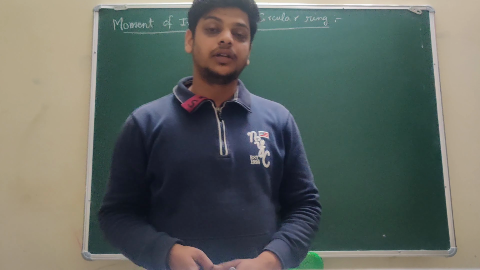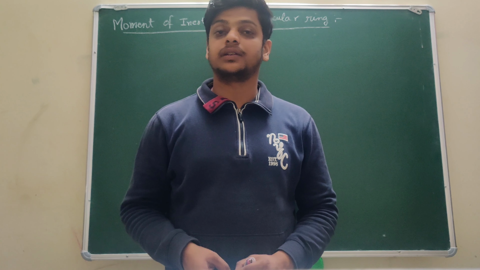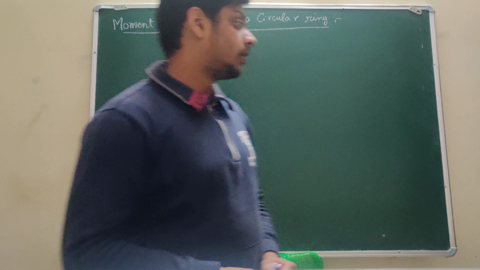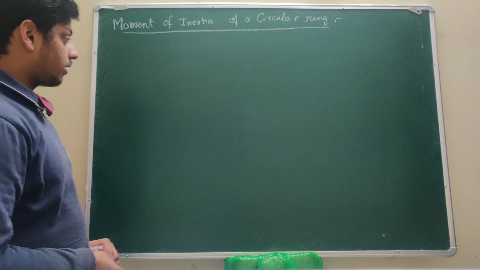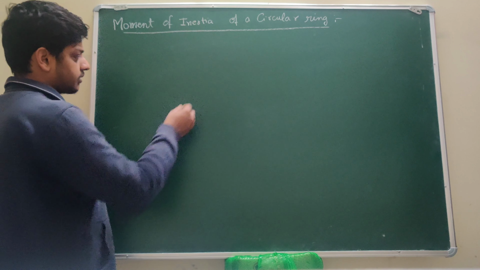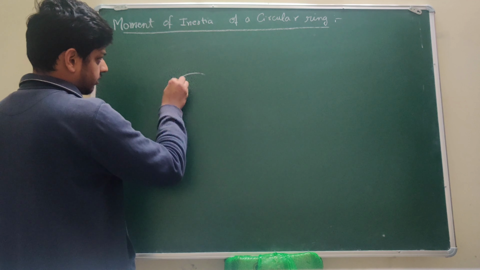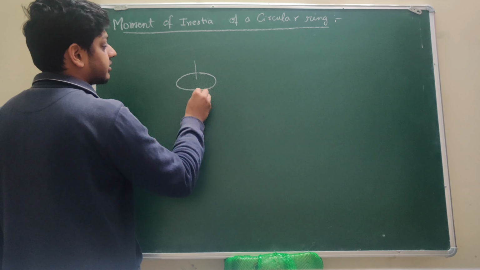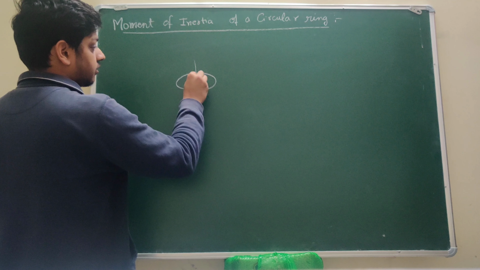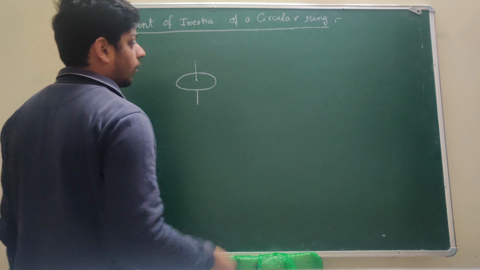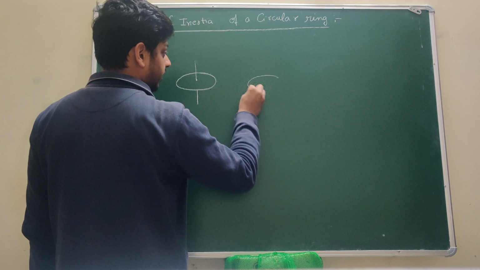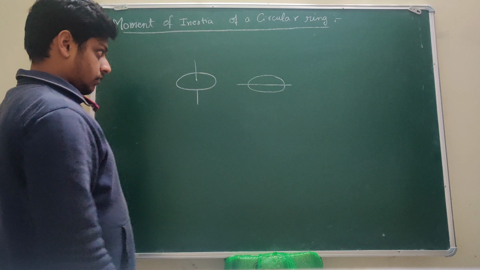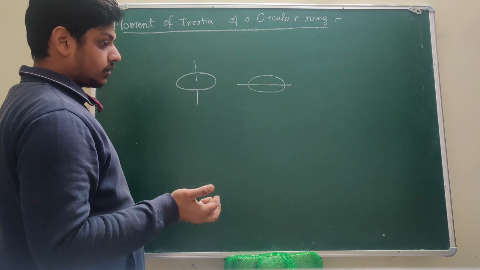In the previous video, we have seen the theorem of perpendicular axis. Now we'll calculate the moment of inertia along a circular ring. So, there are two things that we consider. The first thing is we can calculate the moment of inertia along a perpendicular axis which is passing from the center of the ring, or we can calculate the moment of inertia along the diameter of the ring, that is the plane of the ring.